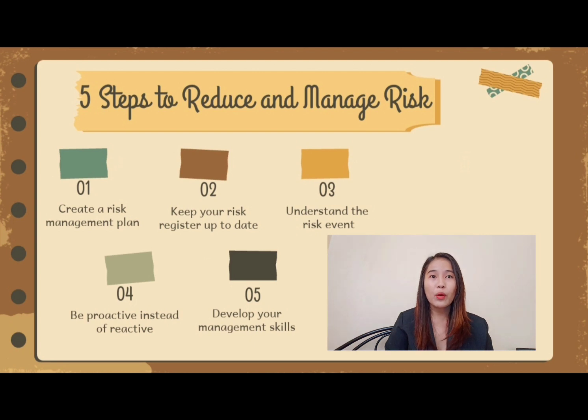Number 4 is be proactive instead of reactive. Project managers can sometimes make the mistake of taking a reactive approach to risk management rather than a proactive approach. It will always be necessary to have the agility to react when an unplanned event occurs, but it is also important to take a step back and view your project through a proactive lens.